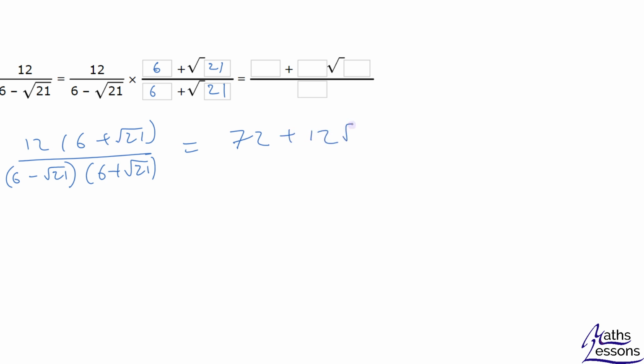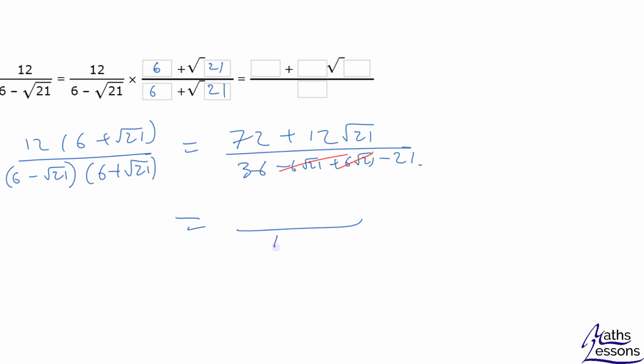And then we get a plus 12 root 21. On the bottom, you'll realise 6 times 6 is 36, and then we're going to get the minus root 21 times the plus root 21, because everything else cancels. We saw that on the last bit. Although I'll multiply it out just so you can see it. You get minus 6 root 21 plus 6 root 21. We've got 6 times minus root 21 gives you the minus 6, and that gives you the plus. And then we've got minus root 21 times plus root 21, so that's just going to give me minus 21. So these two cancel. So 36 minus 21 is going to give me 15.